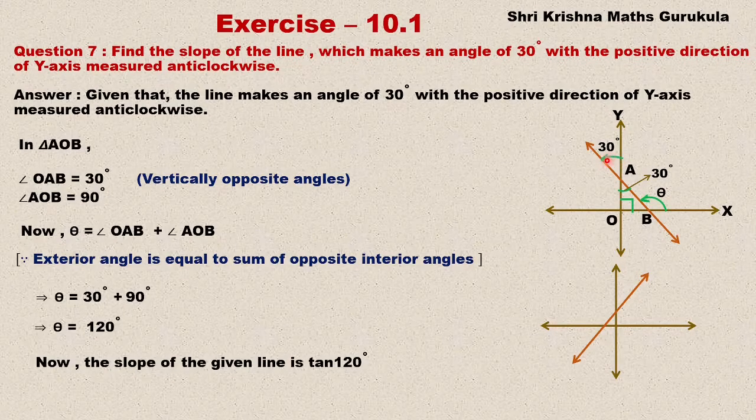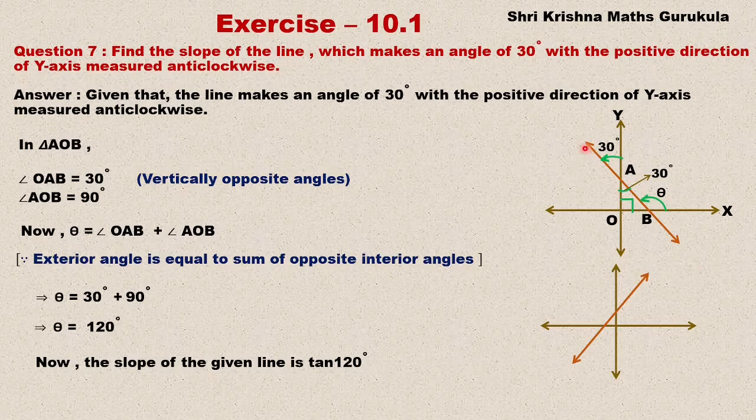Students, we chose to take the line like this and the angle as 30 degrees with the positive direction of y-axis. Why not a line like this? Because when you consider the positive direction of y-axis, the angle made here is definitely not 30 degrees. It is more than 90 degrees. It cannot be 30 degrees. It will be an obtuse angle. So we had to take the line like this.